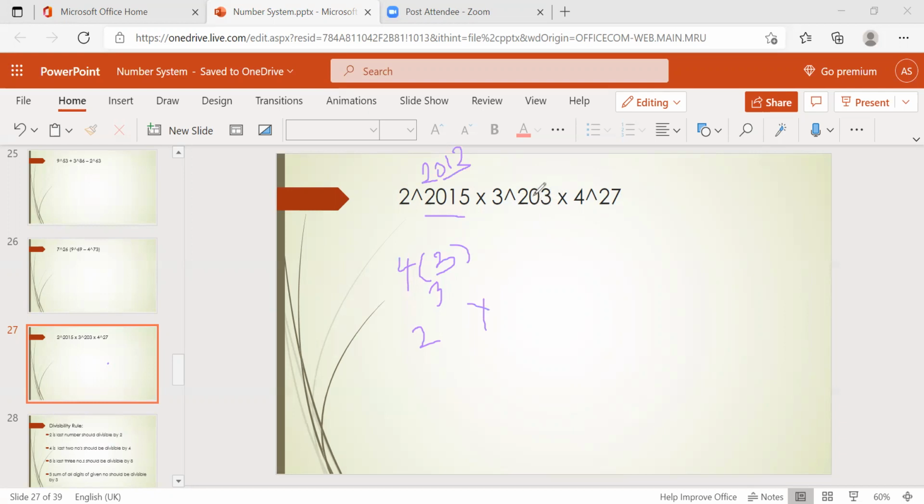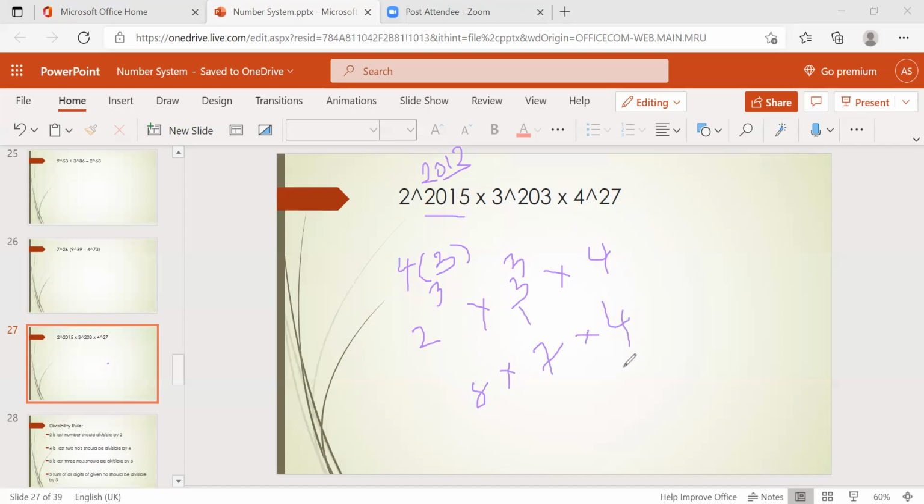Here also, just check 200. 200 is a 4 multiple. Then the remainder is 3. So 3 power 3. And 4 power odd number is nothing but 4. That's it. So no need to find anything. So 3 power 3 is nothing but 7, and 2 power 3 is nothing but 8.